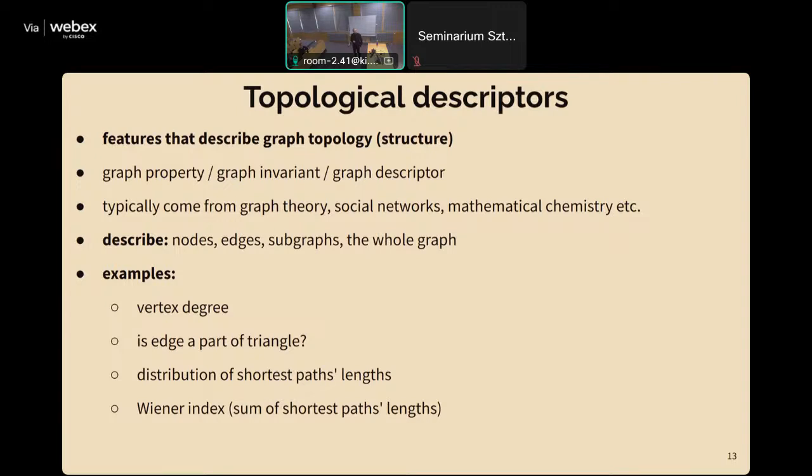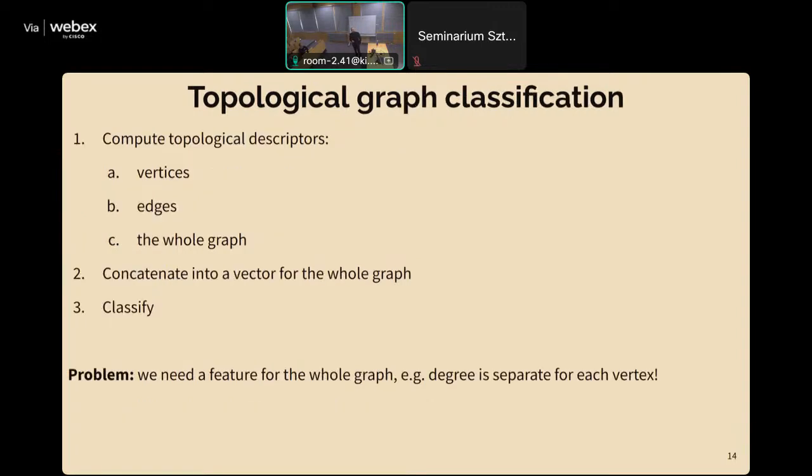The Wiener index is the sum of shortest path lengths. So you calculate all shortest paths in a graph, all possible, and you just sum up their lengths, and this is the Wiener index. It's actually very well correlated with many physiochemical properties of a molecule, despite being very simple. So this is pretty useful.